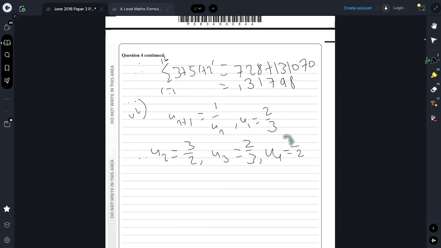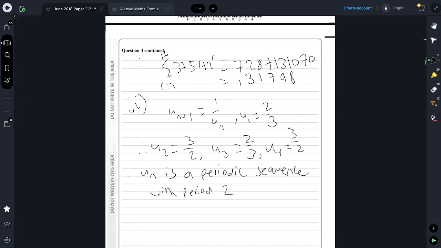And you should realise that when a sequence flips like this, alternates between the same few values, it is a periodic sequence. And how many distinct terms there are is called the period. So the period is 2. There are only 2 terms the sequence alternates between, which are 2 over 3 and 3 over 2. When it gets to the other one, it flips. So the period is 2 here.